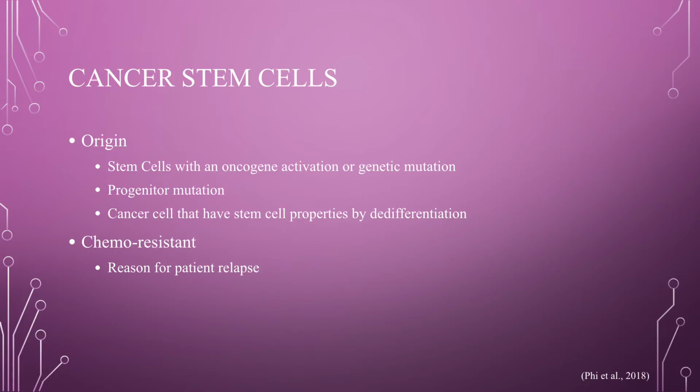As our professor has previously talked about cancer stem cells, I wanted to bring up the underlying concerns during cancer therapy. Cancer stem cells can originate from a variety of places, such as stem cells that have proto-oncogene activation, progenitor mutation, or even a normal cell that has become cancerous and taken on properties of stem cells.